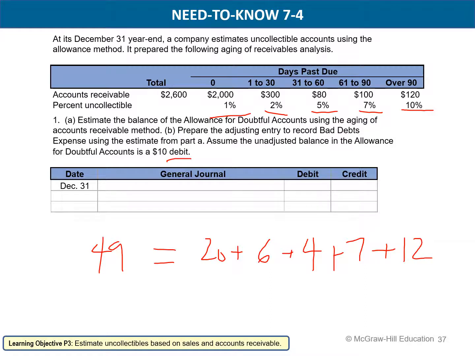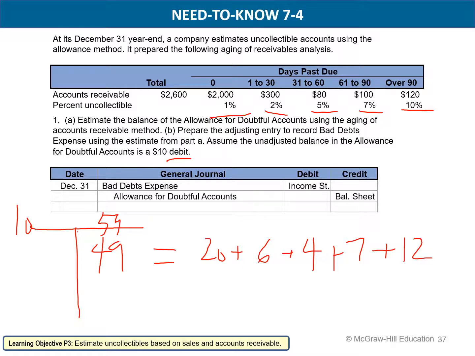Here's the thing. We want to get to a credit balance of 49, and currently we have a debit balance of 10. So in order to get from a debit balance of 10 to a credit of 49, we need 59 here, right? So I'm not sure what they're doing there.